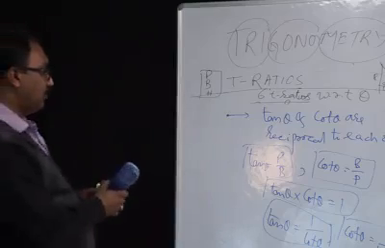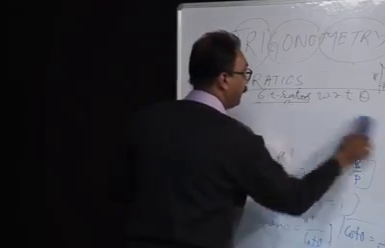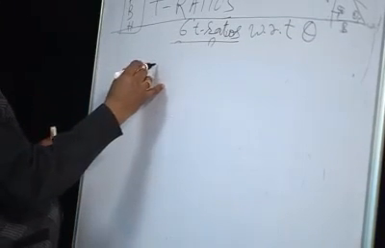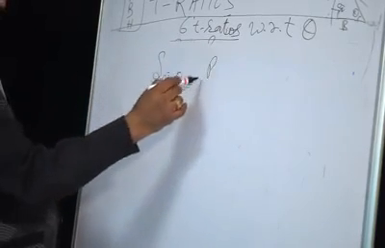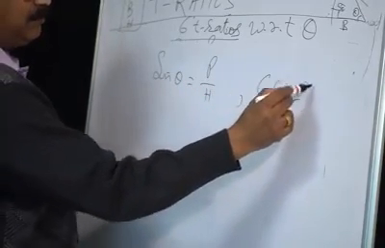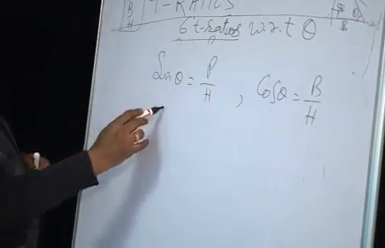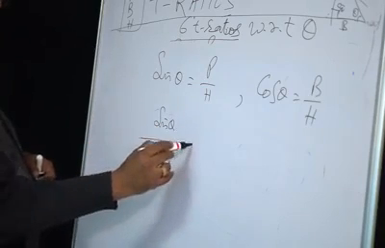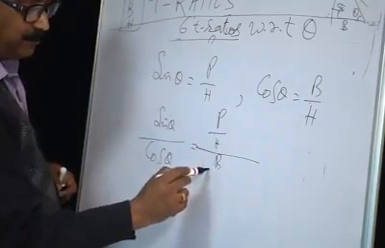Okay. Now we come to another 2 clues between tan and cot. Clear? Look at here. What we know is the sine theta formula and the cos theta formula. If I divide these two, what will happen? Sine theta divided by cos theta. Clear? So if I divide P by H and B by H.